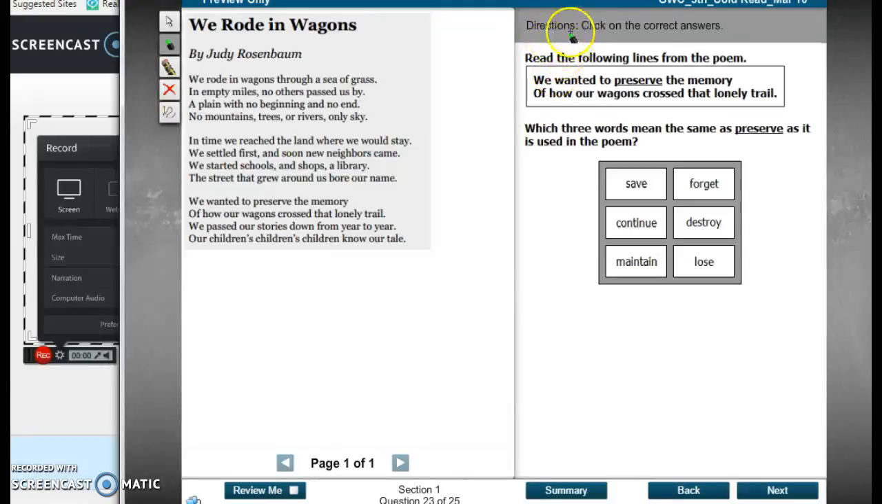All right, number 23 is a TEI. It says directions. Click on the correct answers. So you're going to have to get all of the correct answers right. Read the following lines from the poem. We wanted to preserve the memory of how our wagons crossed that lonely trail.